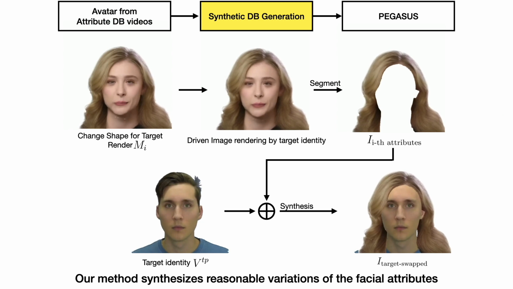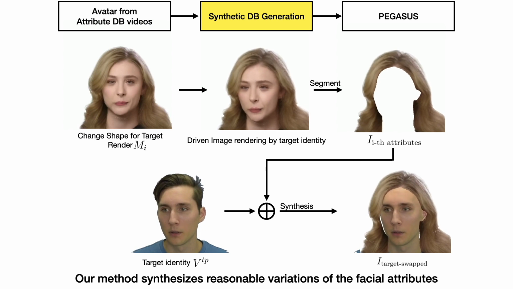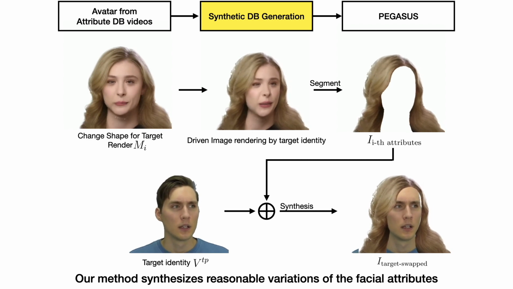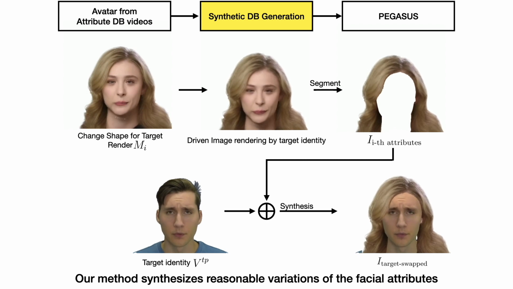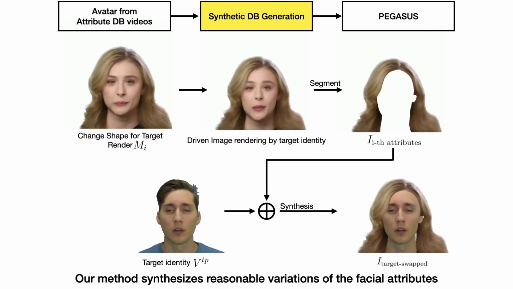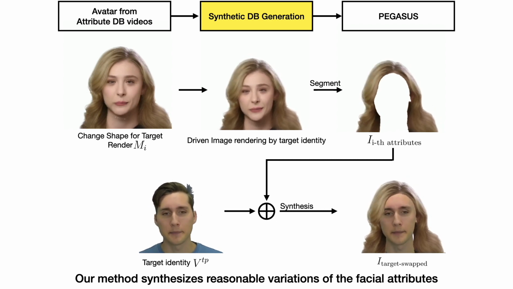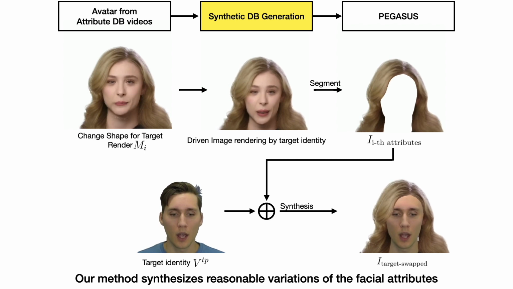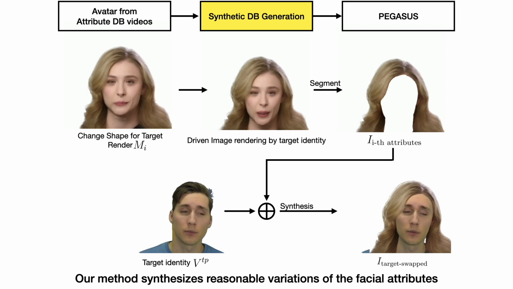Next, we introduce how to generate a synthetic DB. First, we deform the avatar from attribute DB videos to fit the shape of the target identity using FLAME shape parameters. Then, we align the avatar with the target identity using FLAME expression and pose parameters. After rendering the attribute from the aligned avatar, we perform segmentation of facial attributes using an off-the-shelf network. Finally, we synthesize a segmented attribute image with the original video, which is a target identity.